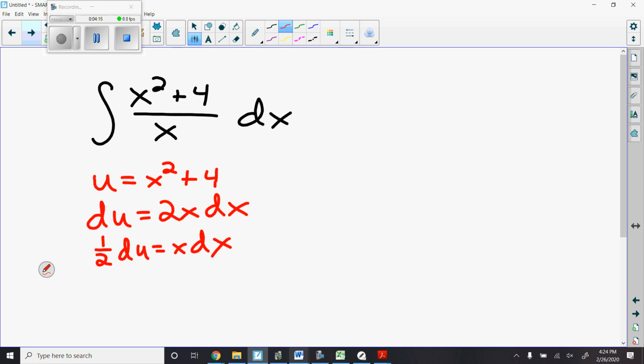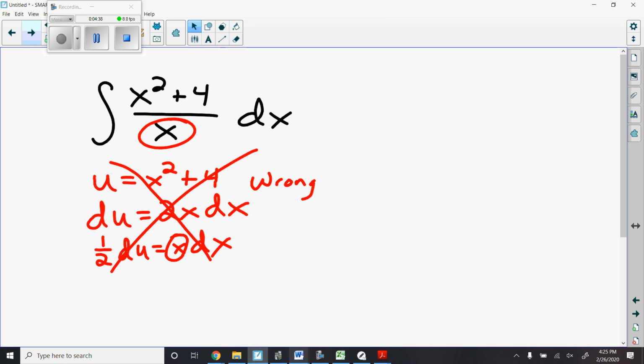The problem with this, okay, is that this x is in the denominator. This x isn't in the denominator. How do I put a du in the denominator? That doesn't make any sense. This is all wrong. This problem is solved actually without using u substitution.